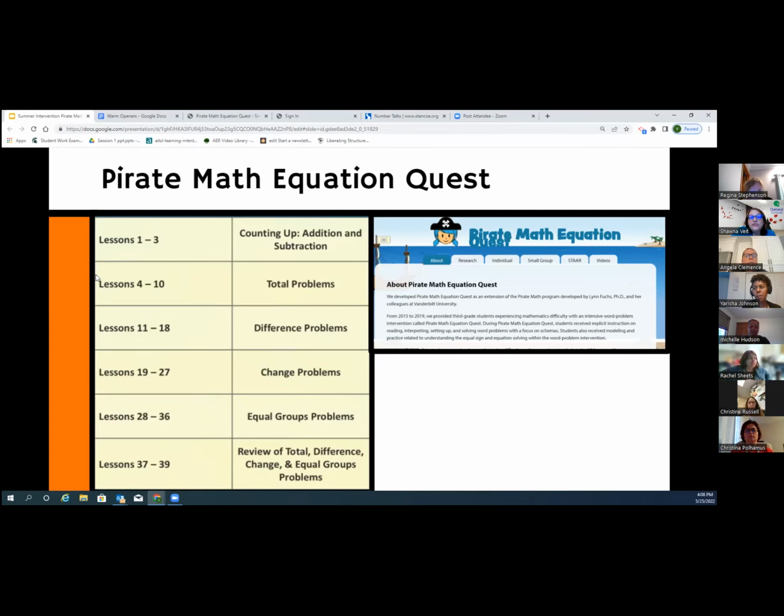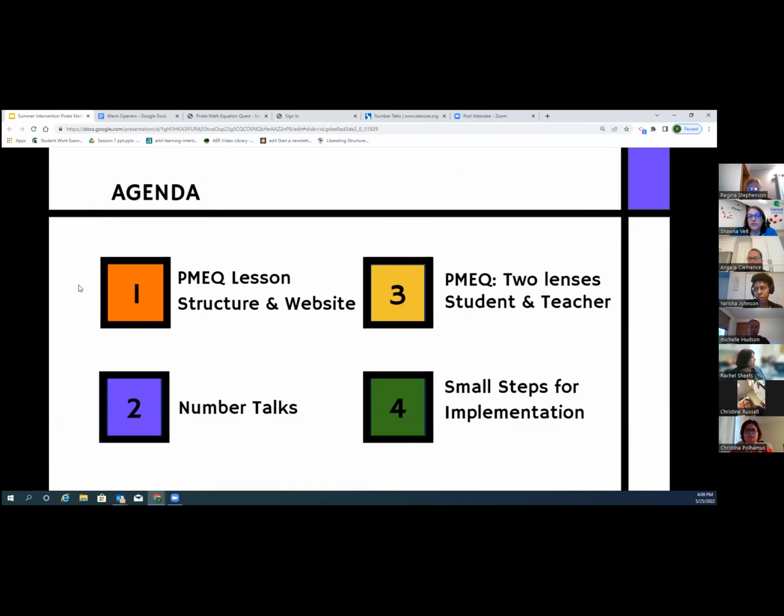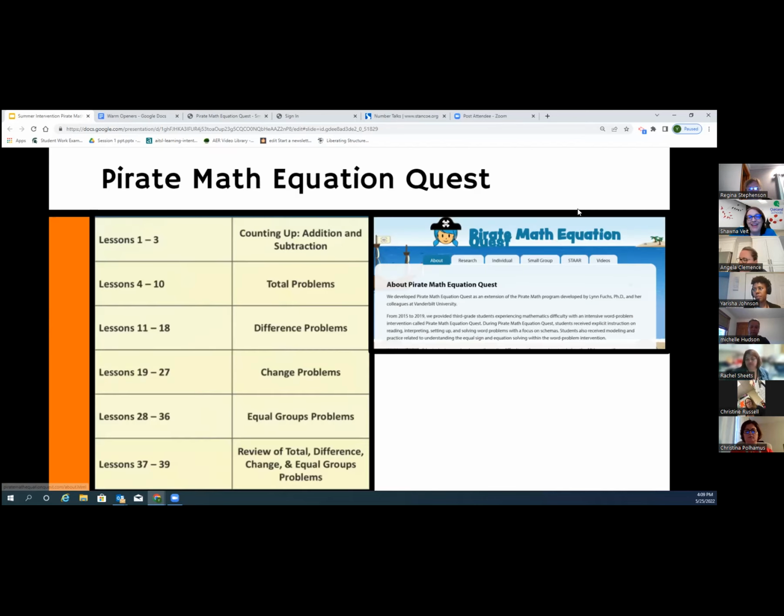And you'll see that there are different schemas that are shared there: total, difference, change, and equal groups. And we'll talk about all of those today and how you can share those with students. Oh, and there is a website. The website has all of the resources on there, and we'll make sure you have that today.